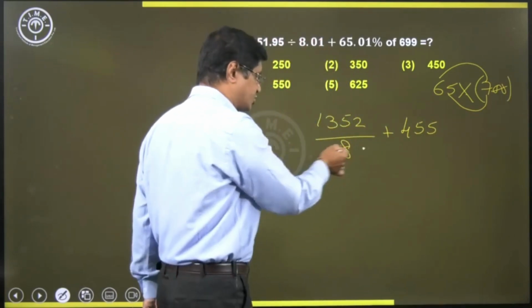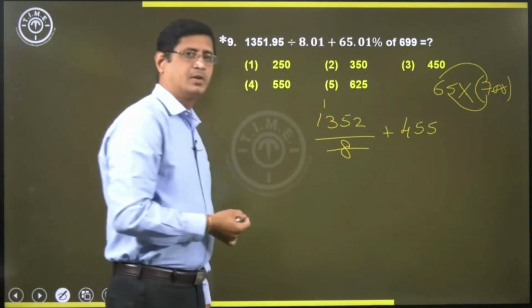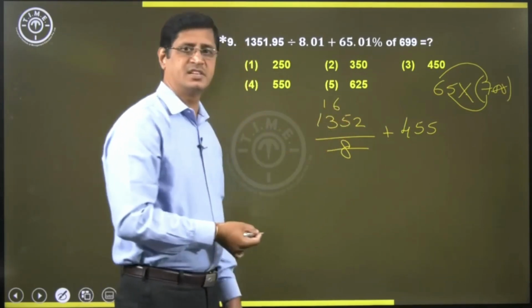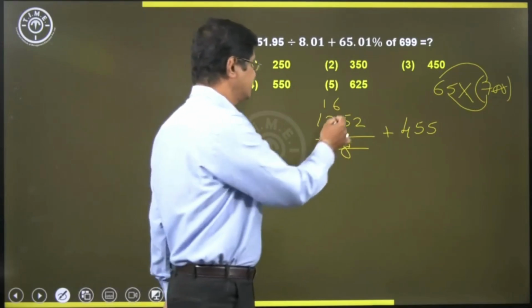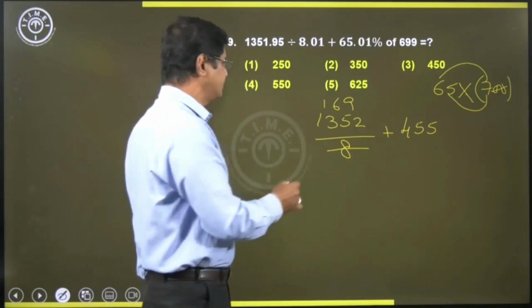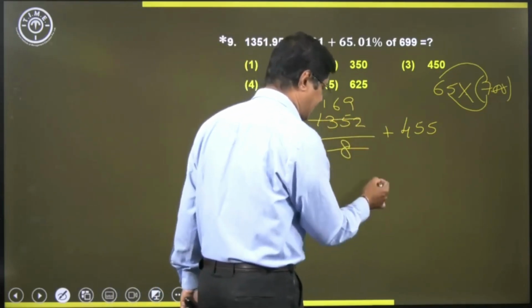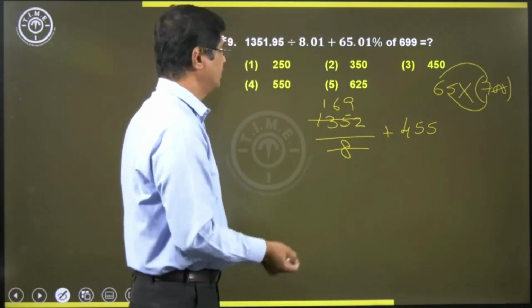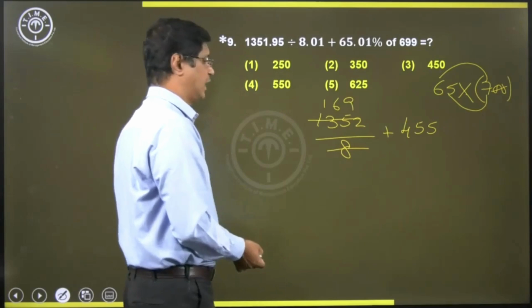Now what is the cancellation? 8 one time. One time is next 6 times. 6 times is 48. Next 9 times. So it goes how many times? Exactly 169 times. So just add 455 and 169. How much is the sum of these values?